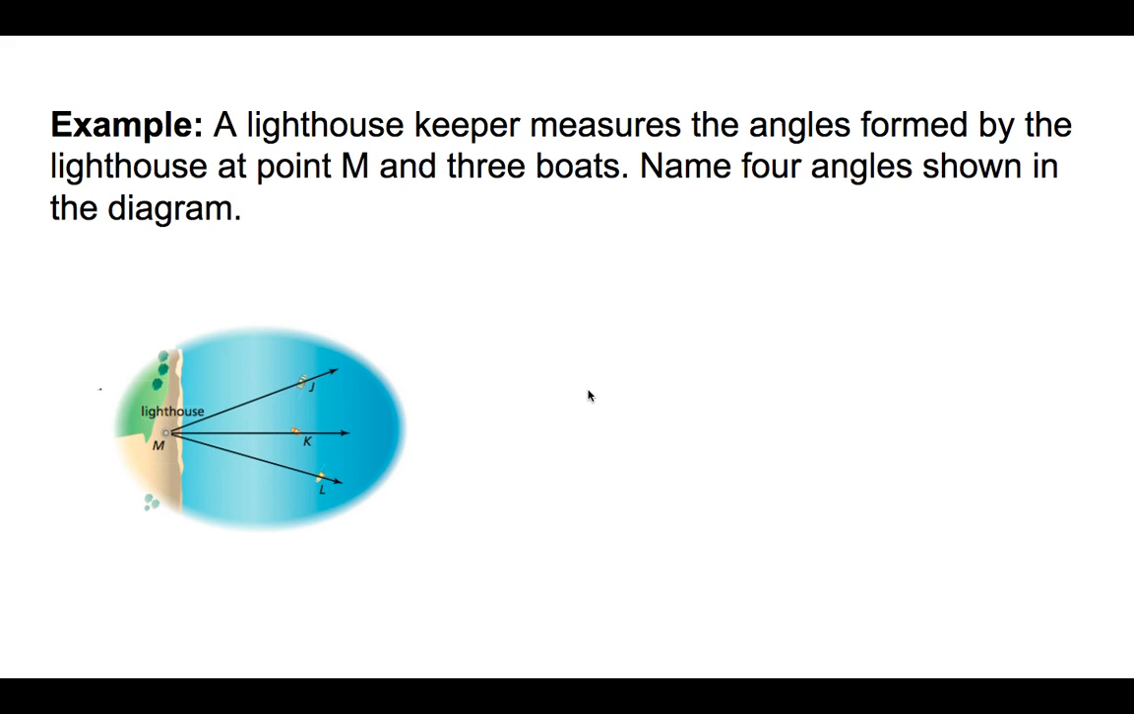Okay. And then here we have the example of a lighthouse. The lighthouse keeper measures the angles formed by the lighthouse at point M and the three boats. So we have boat J, boat K, and boat L there in the water. He's creating angles based off of where he sees those boats in reference to the lighthouse. Okay, so looking at this image, name a couple of the angles for me.